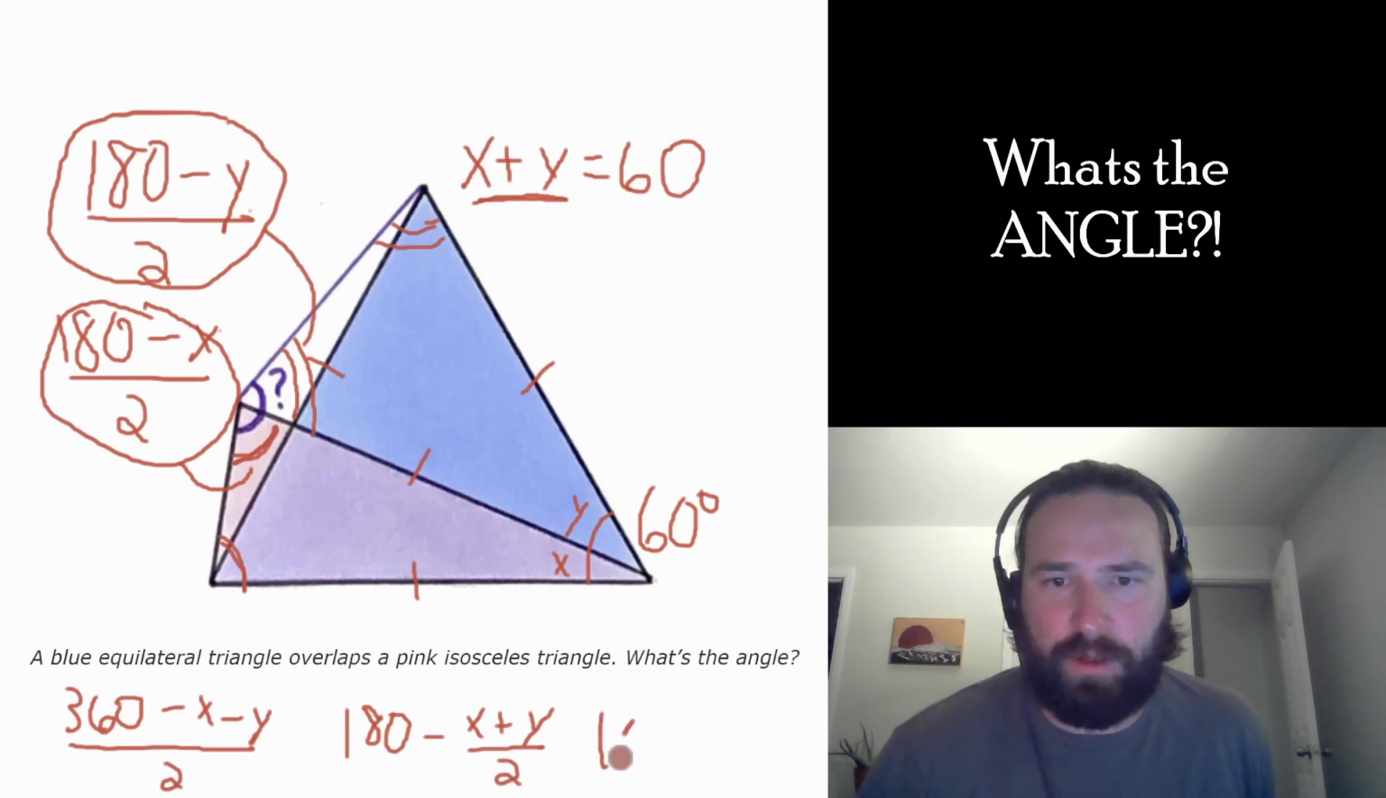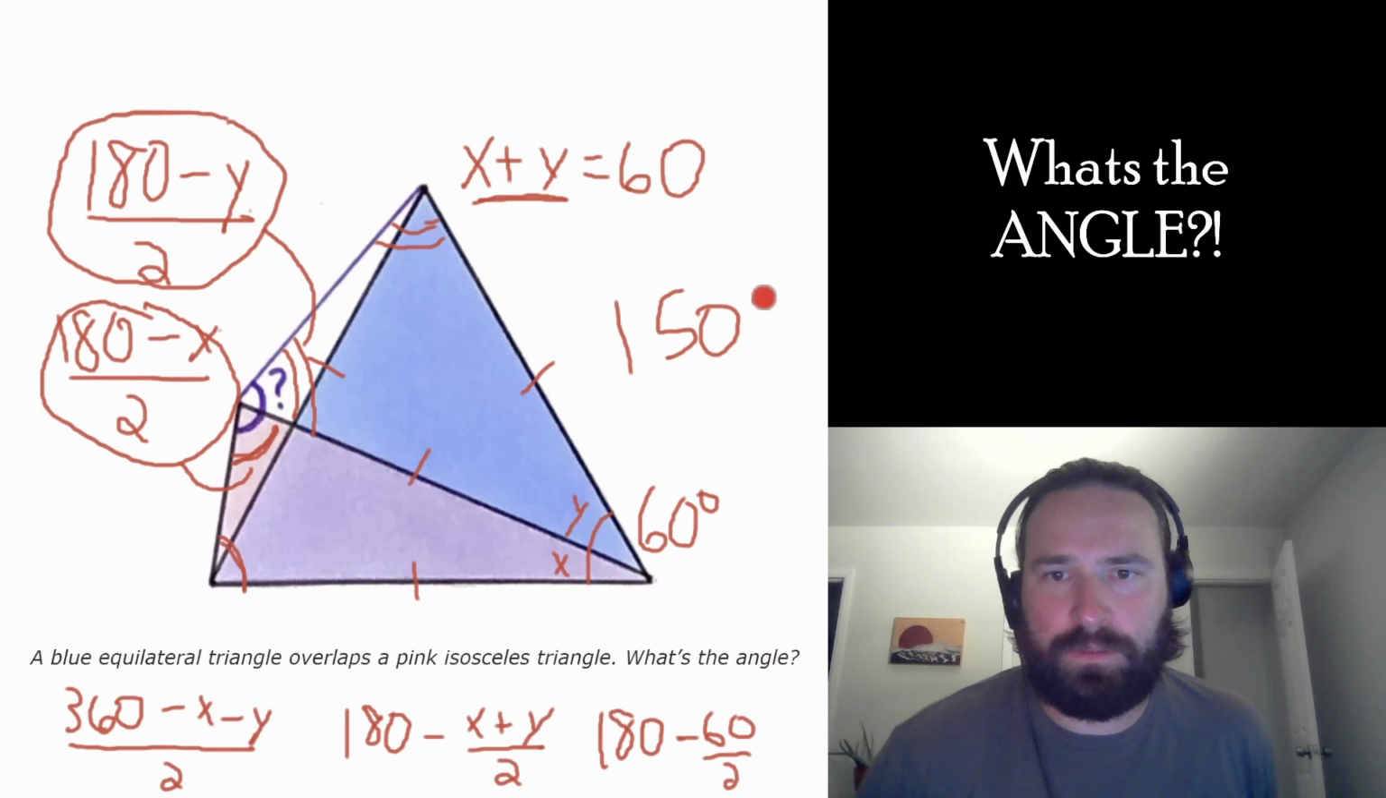So then we just have 180 minus 60 over 2. Well, 60 over 2 is just 30. So this is really just 180 minus 30. So this whole angle right here is 150 degrees. And that's how you can figure that out.